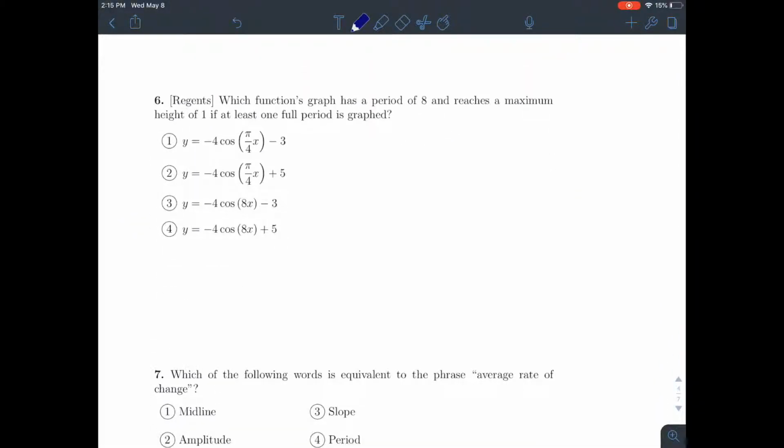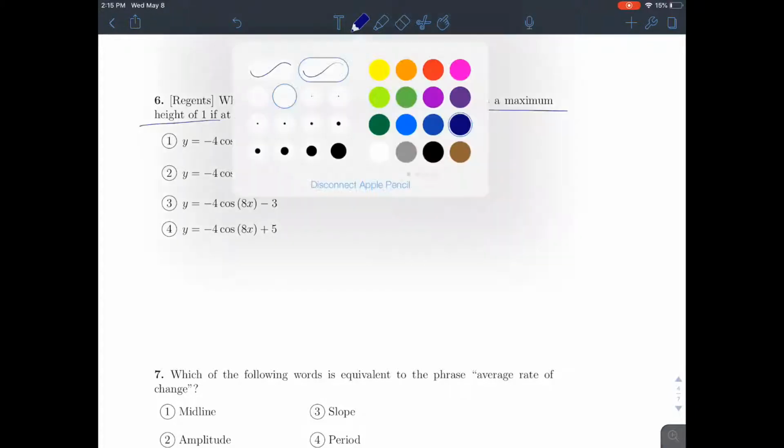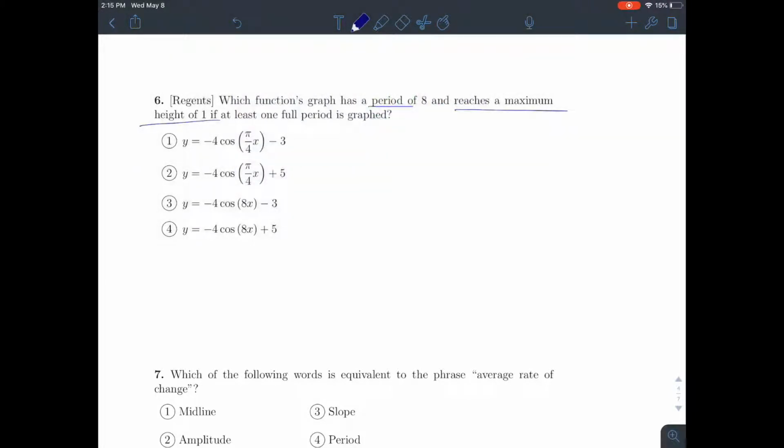Which function's graph has a period of 8 and reaches a maximum height of 1? I actually got this one wrong in class when I was working with some students, and the key phrase here is a maximum height of 1. So let's see how we do these. First off, we can focus on the period of 8. If it has a period of 8, that means that if we solve for the period here, figuring out what x value will turn the inside of the function into a full cycle, we should be getting 8.